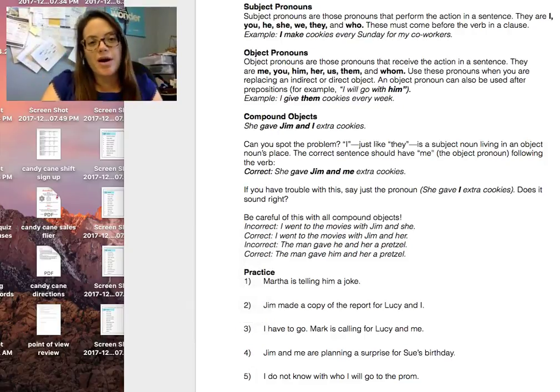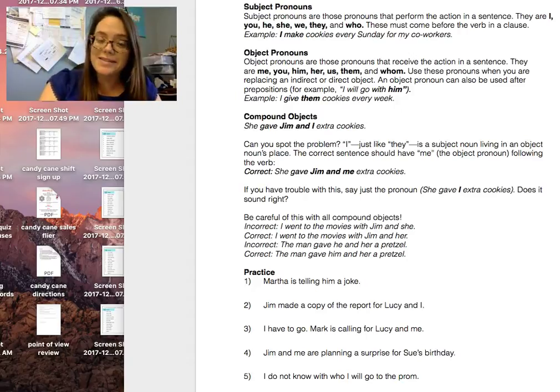Hey guys, so today I want to talk about subject and object pronouns, which is what we've been leading up to with our objects. When I talk about subject pronouns, that means they are pronouns that I can use when I'm describing the subject of a clause. Shocker. So subject pronouns are the pronouns that perform the action in the sentence. Okay, so I, you, he, she, we, they, and who.